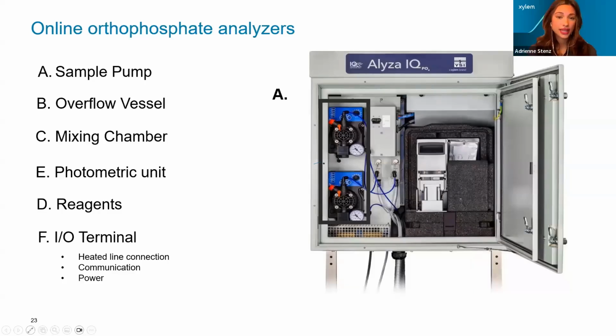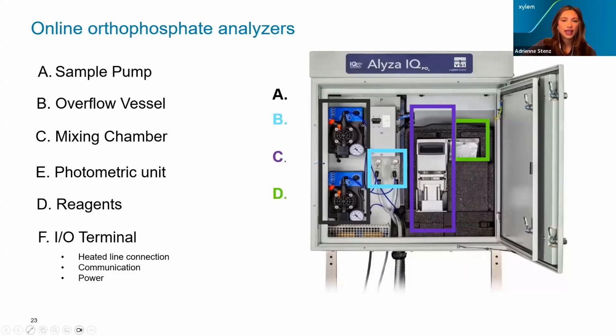This analyzer has two sample pumps, so it can analyze two streams, but others might have one. The pump pulls sample into an overflow vessel so that sample is always readily available to be mixed with reagents. The sample gets mixed with reagents in a little mixing valve that's behind this steel cover plate. And this is where those reagents hang in the back of the analyzer.